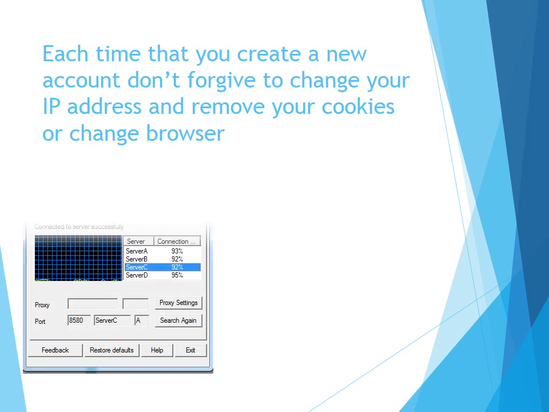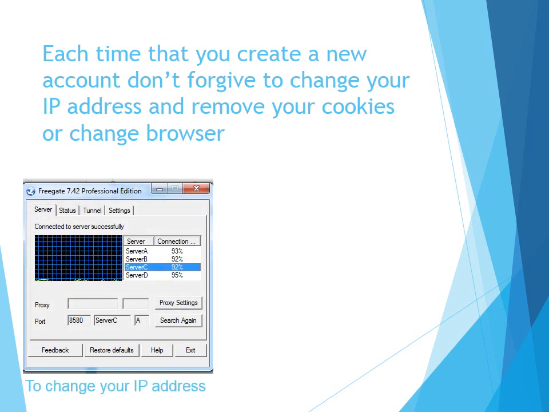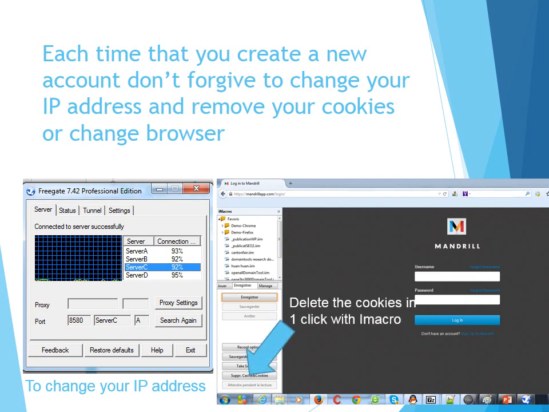Okay, let's consider that you want to create different accounts. When you want to create different accounts, you have to change your IP address. So with FreeGate you select server A, server B, server C, server D, server E. You can change your IP address all the time, and each time that you change your IP address you need to delete the cookies. With iMacro you can delete the cookies very easily. So you create an account, you change the IP address, you go on iMacro, you go on delete cookies, you create the next account, and so on. Change the IP, delete the cookies. Like this, they have no way to track you down.